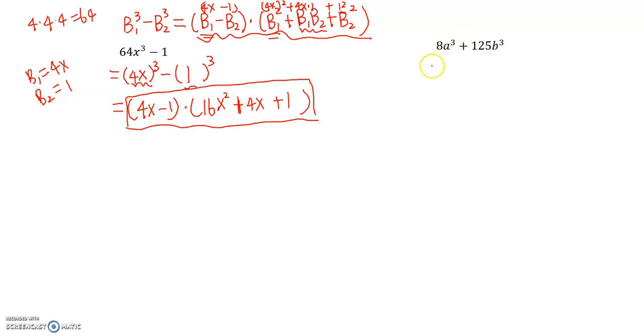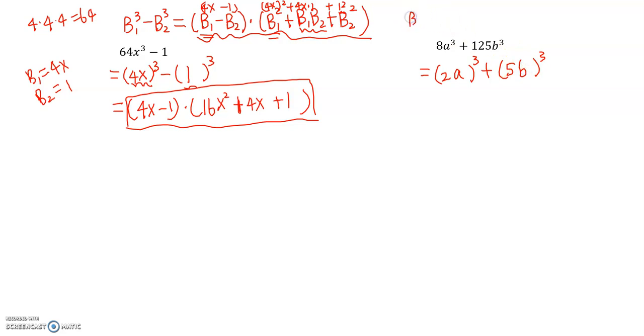So similarly, we can use the other formula. Notice this time we have plus, and we see 2 cubes here. So possibly this could be written as something cubed plus something cubed. And we can verify it is, because 8 is 2 to the third, a to the third is a to the third. And 125, we know it's 5 to the third, and b cubed is b cubed.